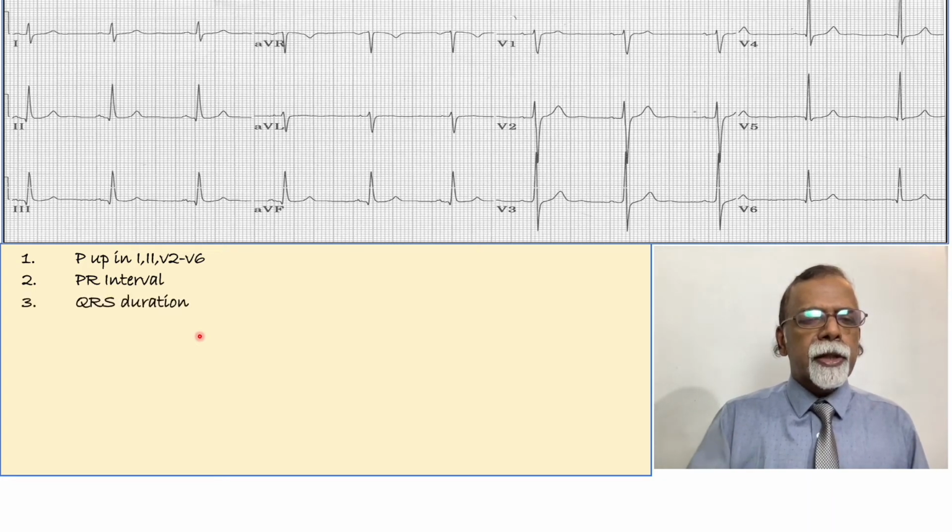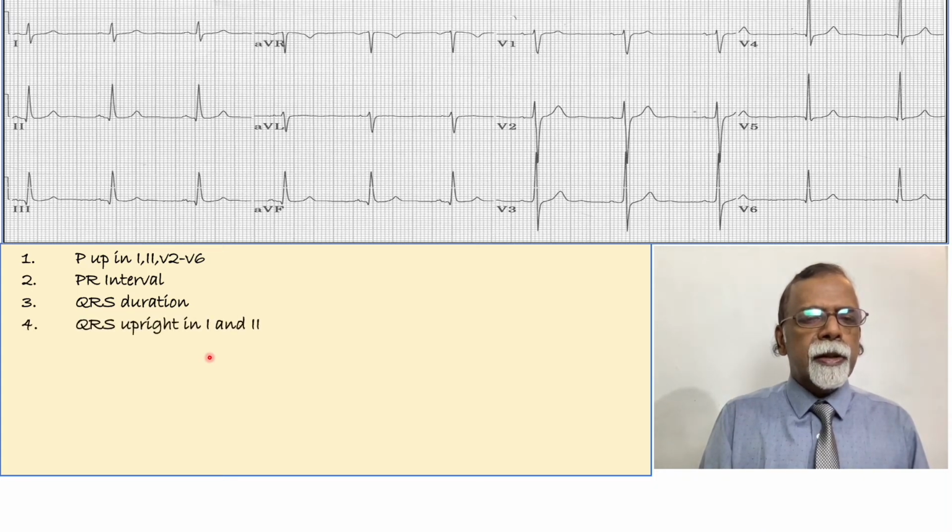Next we look at the QRS complex. The normal QRS is narrow. What is meant by a narrow QRS complex? The duration must be less than 2.5 small divisions. So if it is more than 3 divisions, it is a broad complex.